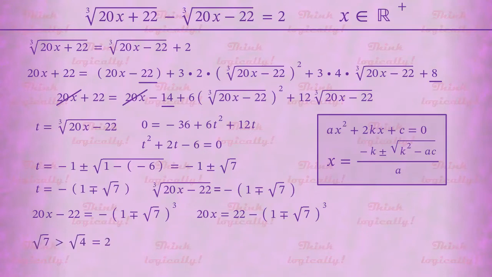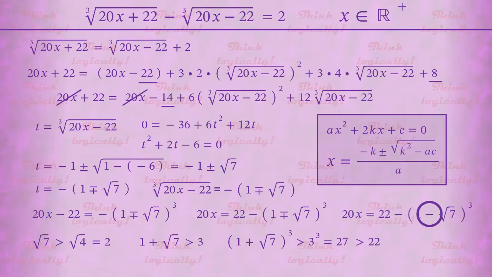Since square root of 7 is greater than 2, 1 plus square root of 7 is greater than 3. Therefore, 1 plus square root of 7 cubed is greater than 3 cubed, or 27, which is greater than 22. This means that if we take plus before the square root of 7 in the right-hand side of the expression for 20x, the right-hand side becomes negative, which we want to avoid. Therefore, the sign before the square root of 7 may be only negative.